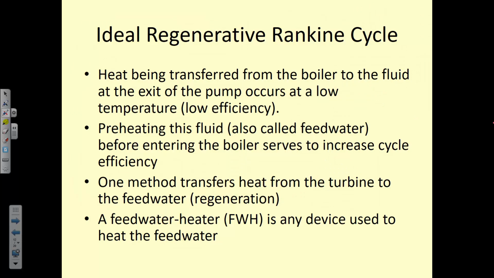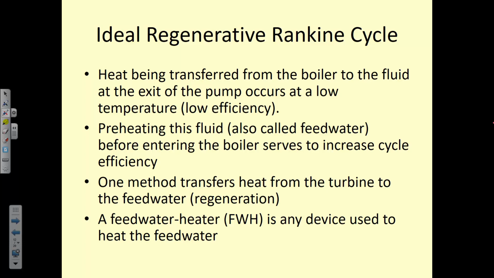Okay. So reheat is one way to increase the efficiency of the cycle. Another way we can increase efficiency or increase the net work output is to transfer heat from the turbine to the liquid that's going into the boiler. So essentially we use some of the waste heat from the turbine process in order to preheat the steam as it goes into the boiler, or create the liquid as it goes into the boiler.